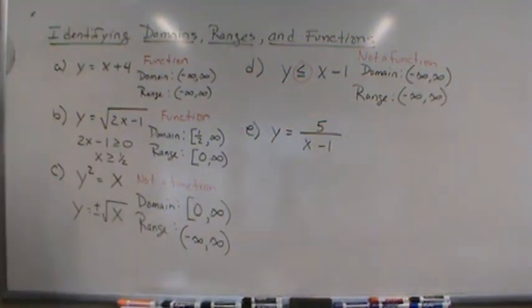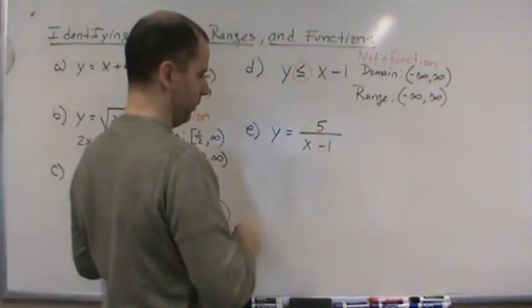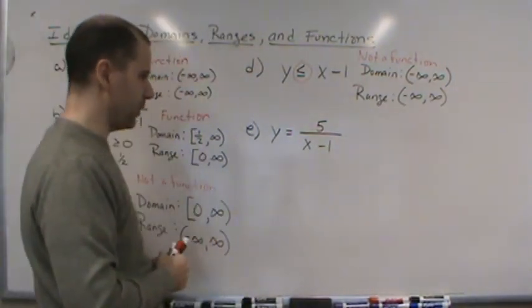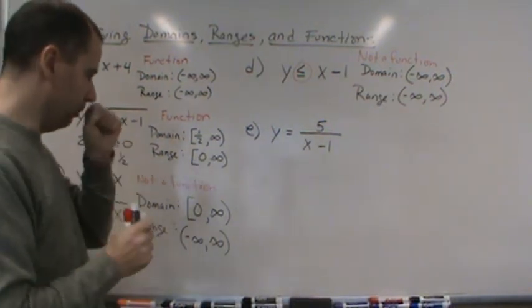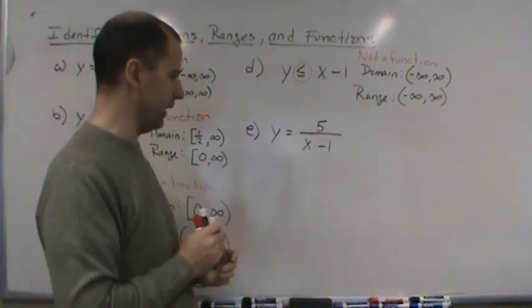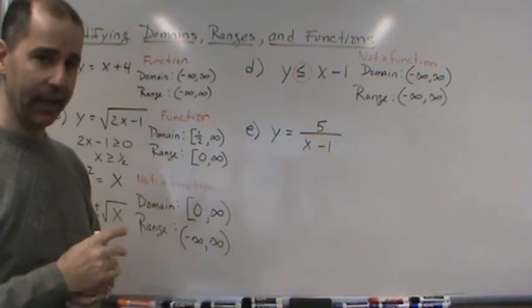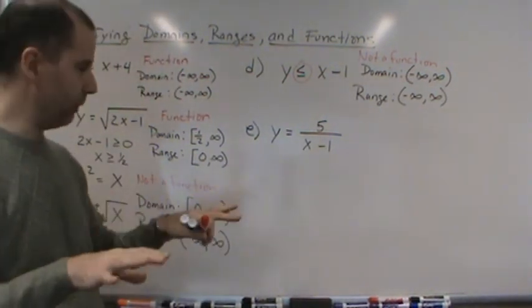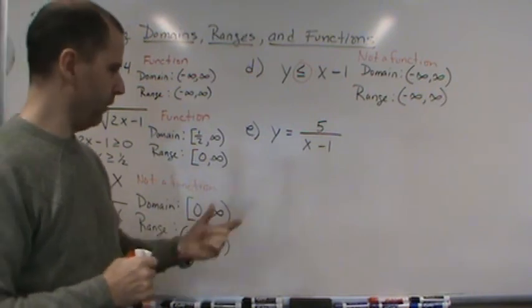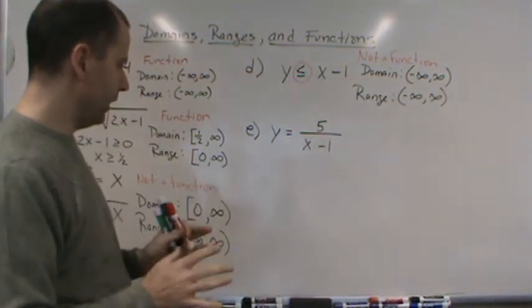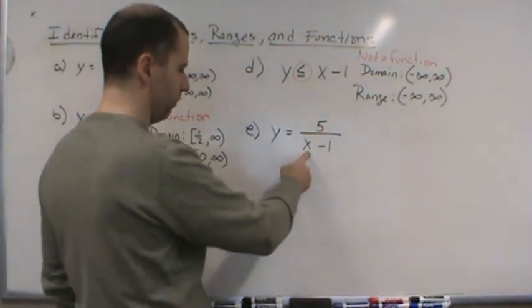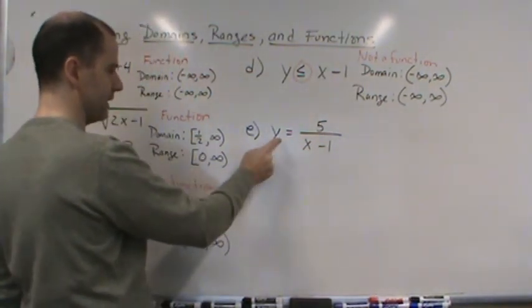Okay, and now the final one, now we're dealing with a rational expression. Is this a function? Let's go back to the definition. For every x value we stick in here, is there exactly one y value? Again, we don't care about restricted values at this point. We'll focus on the denominator in a minute. But if I stick in an x value in here, do I get a corresponding exactly one?